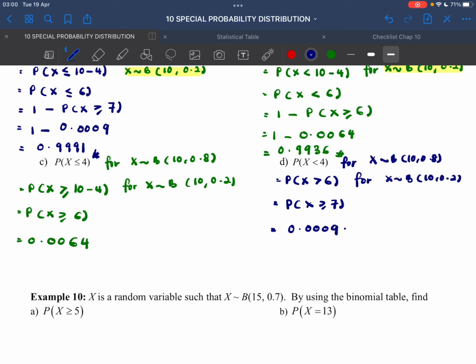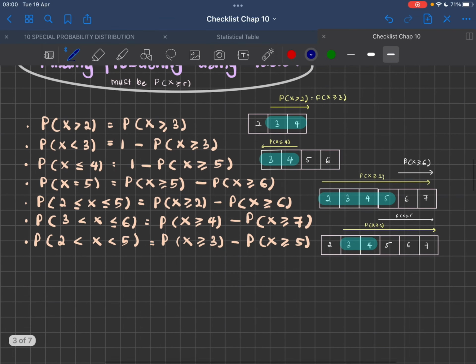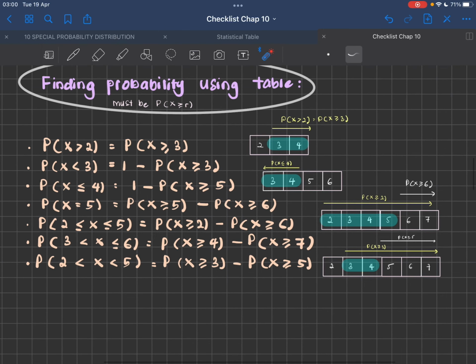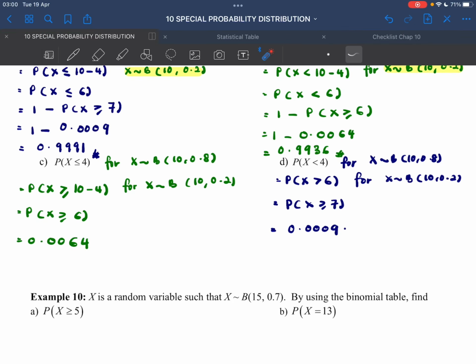If you are not yet confident about how to change the probability, you can check the summary here. I have written everything here. And if you are still not confident, please use the table. Just remember that it has to be greater than or equal. So please check this, how to change your probability if you want to use the table. Right, so let's see example 10.